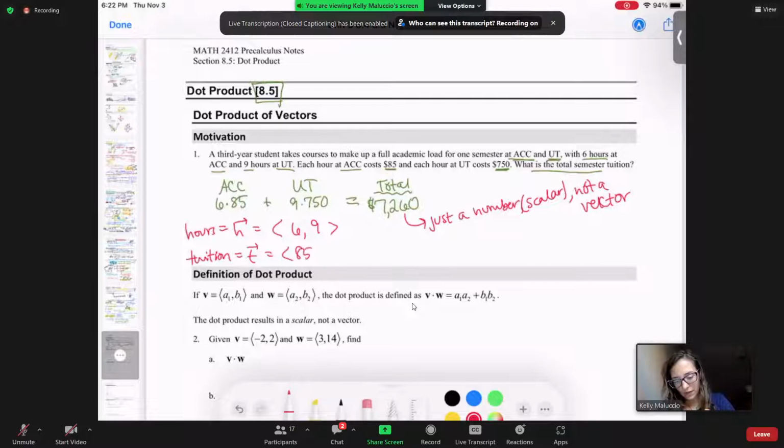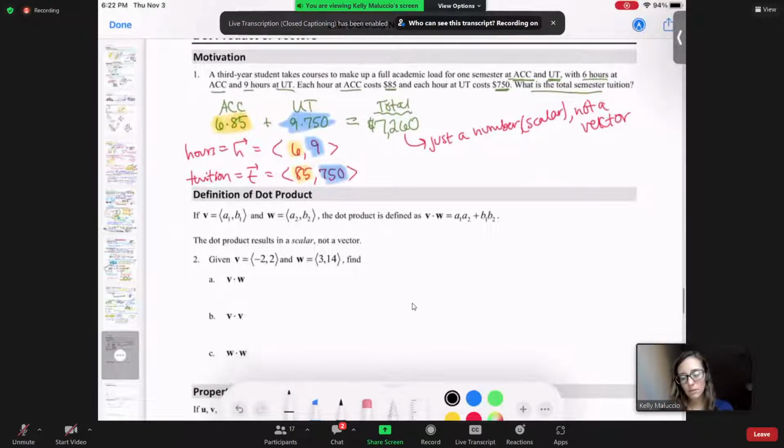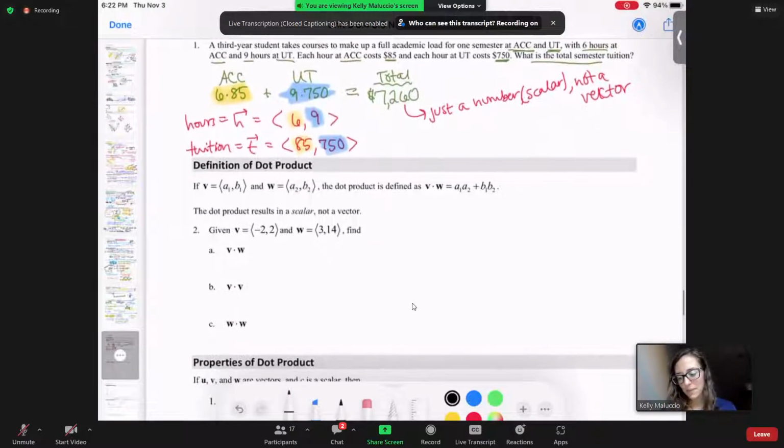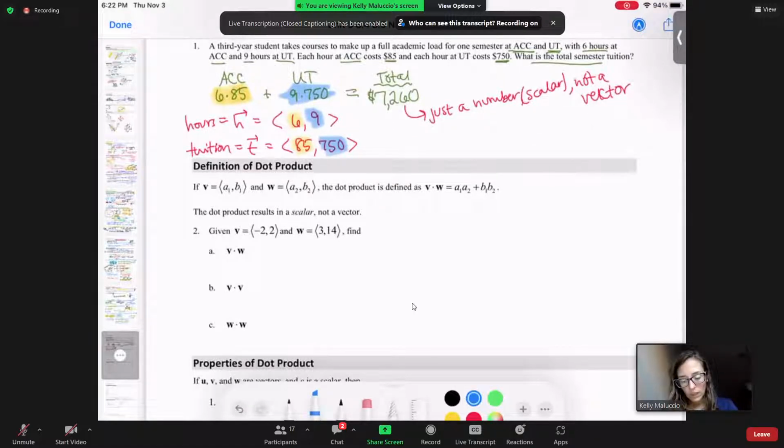And this was 85 per credit and 750 per credit hour or whatever, right? So you can see the 6 and the 85 are there, but then you see the 9 and the 750 are in these components. So what we actually just did here, this is our motivation, and maybe we'll come back. So here is the grand finale of what we get.